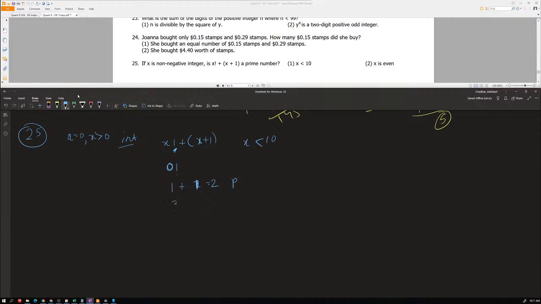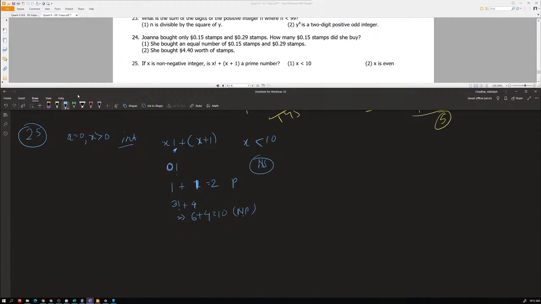Suppose I take 3, 3 factorial plus 4, and here 3 factorial, this I think should always be prime, but let's see. Yeah, 3 factorial is 6, and this is 4, which makes it 10, which is not prime, right? So definitely if it is less than 10, we cannot say that it is prime. So we say this is not sufficient.